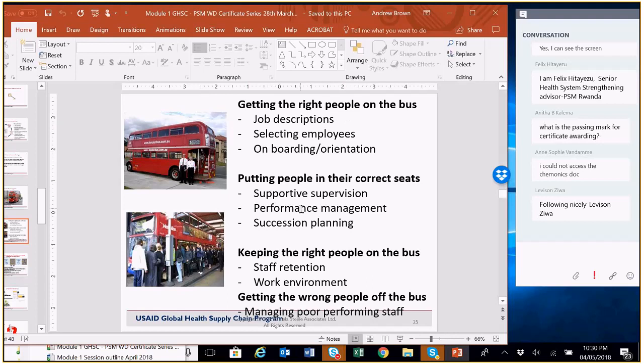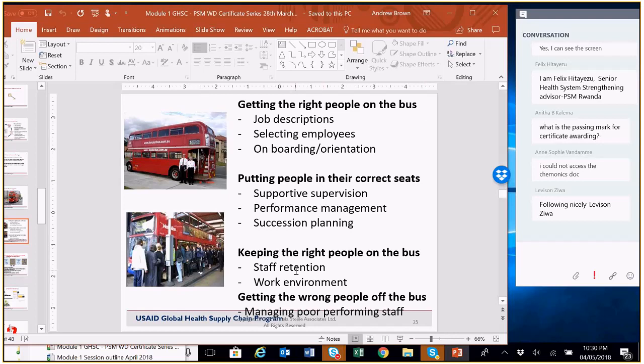The other thing is, once you've got people on the bus, are they in the correct seats on the bus? In other words, we would use things like supportive supervision, performance management, and succession planning to be moving people around the bus to ensure the staff are as productive as they can be in their particular environment, and also on the career trajectory that they want to follow themselves. So getting people on the bus, putting the people in their correct seats.